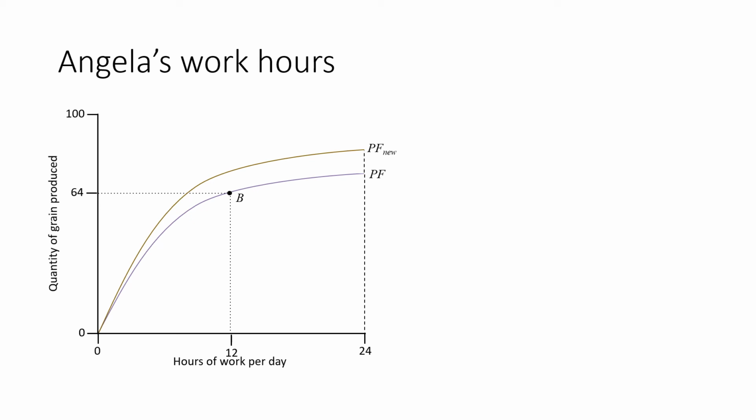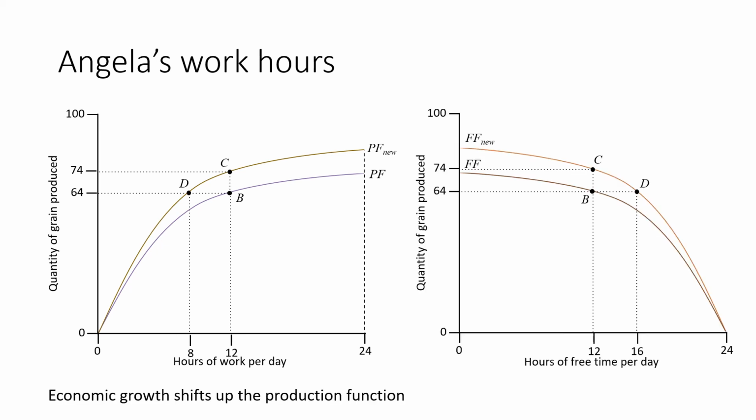Economic growth shifts up the production function. We see that with the same number of hours of work per day, with the new production function, Angela can get more output. So when Angela is working 12 hours per day, under the old technology, PF, Angela is only able to get 64 grains. But under the new production function PF new, with the same 12 hours, Angela can get a total of 74 grains produced.